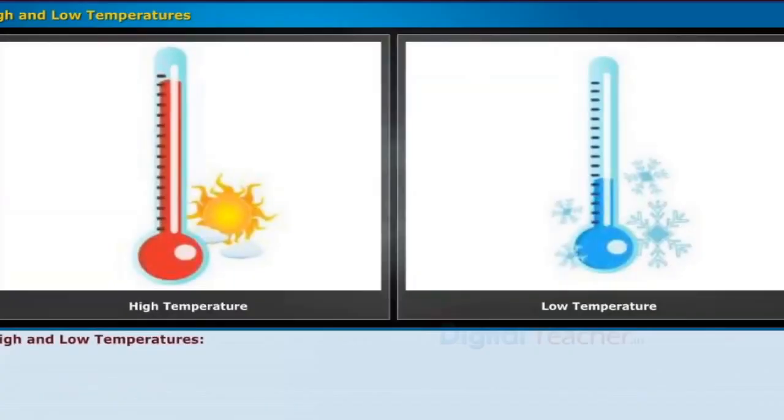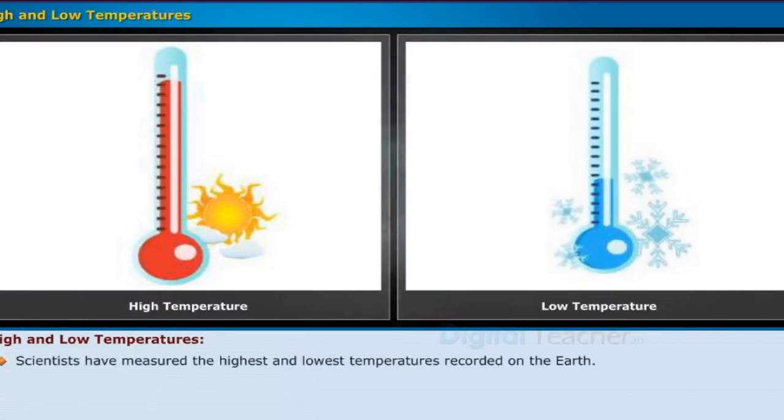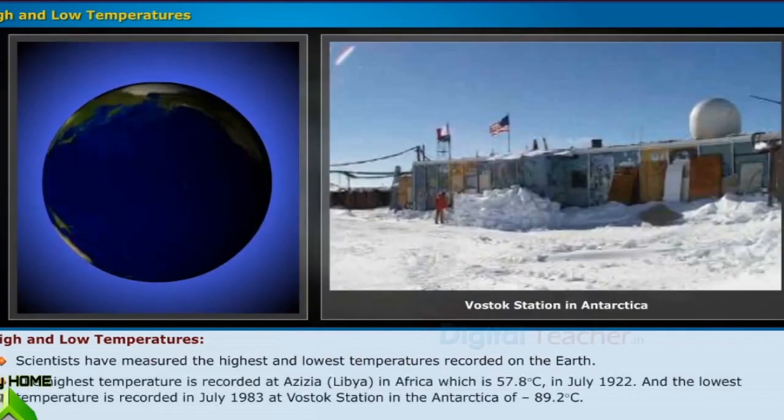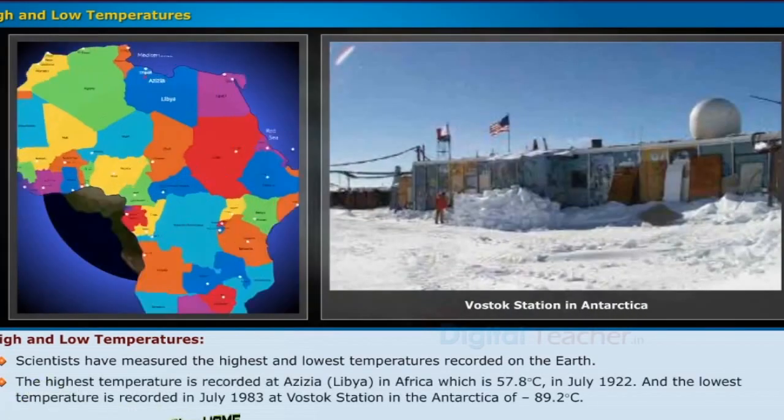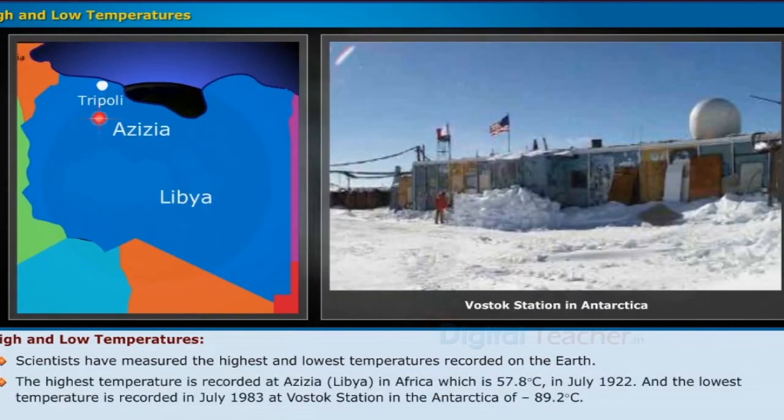Let us learn about the high and low temperatures. Scientists have measured the highest and lowest temperatures recorded on the Earth. The highest temperature is recorded at Azizia, Libya in Africa, which is 57.8 degrees centigrade in July 1922, and the lowest temperature is recorded in July 1983 at Vostok Station in the Antarctica of minus 89.2 degrees centigrade.